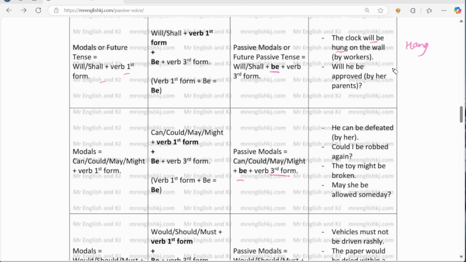Or set the clock on the wall. We are not mentioning who or whom. We don't want to mention, or we don't know. The toy might be broken. Now in this case, we don't want to mention the subject. Maybe we don't want to put the blame on the subject. We don't know the subject. Could I be robbed? Here you can see I is the receiver. If you make an active voice of this, could someone rob me? I will become me again. Because you know we add be third form, we don't need be here. We remove third form, we end up with the word rob. We don't have a subject, so we use the word someone. Could someone rob me? Because I is the object again.